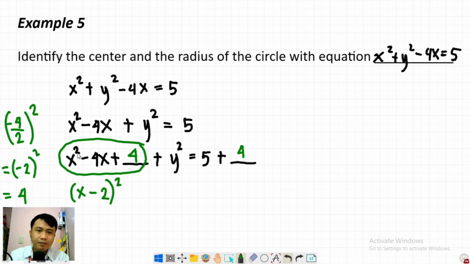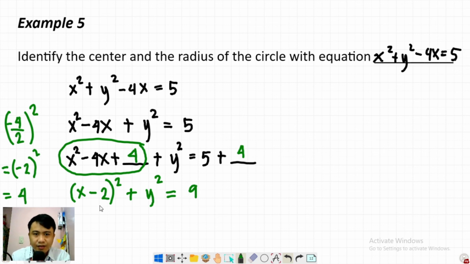Once again, all you have to do is to square root of this, x squared. So that is x. Copy the operation. Square root ng third term, which is 4. Square root of 4 is 2. And then square nyo. Kasi square of binomial na siya. Plus, y squared is equal to 5 plus 4. That is 9. Okay, so I hope that is clear.